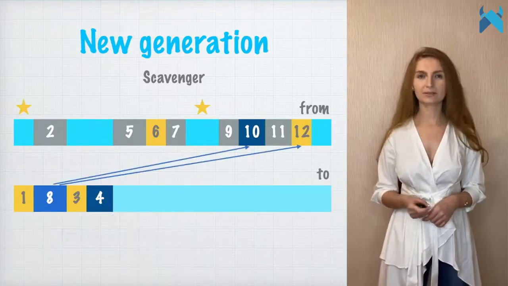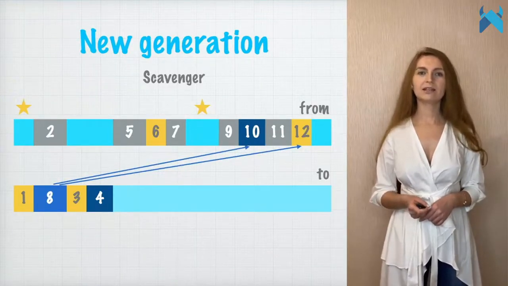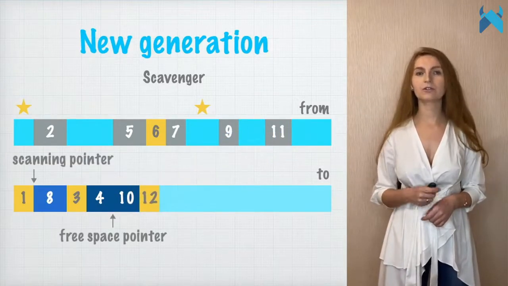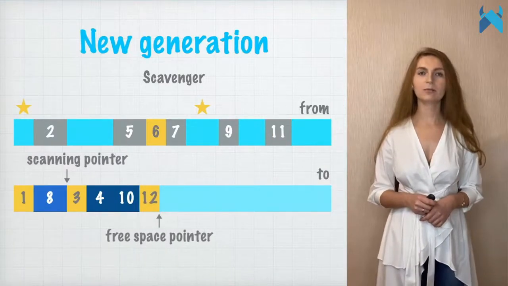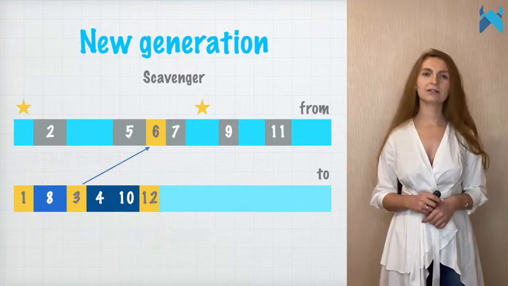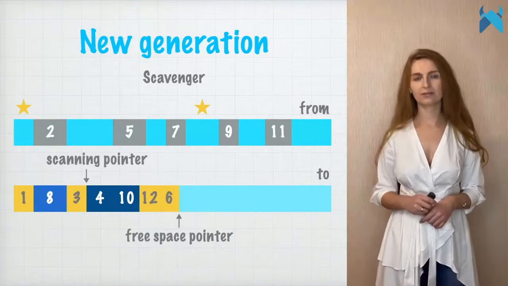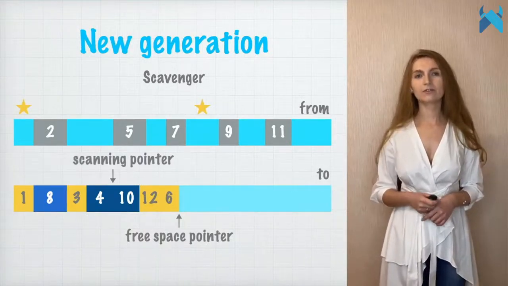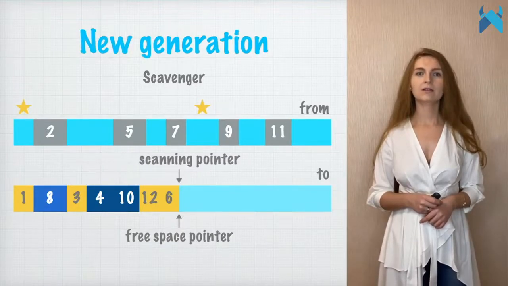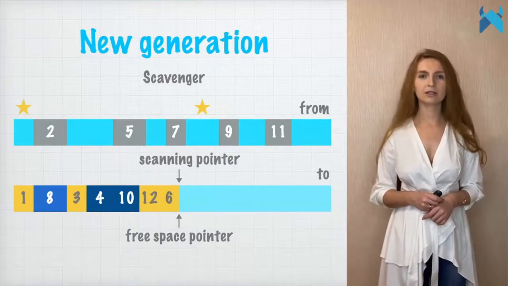The process repeats. The next item in the gray set is object number 8. It has a reference to objects 10 and 12, so they are now copied to the to semi-space and pointers are updated. Next, we look at object number 3. It has a reference to object 6, so it again is copied to the to semi-space. Next movements of the scanning pointer do not produce any new references to scan. When the scanning pointer reaches the free space pointer, the gray set is empty and the algorithm ends.